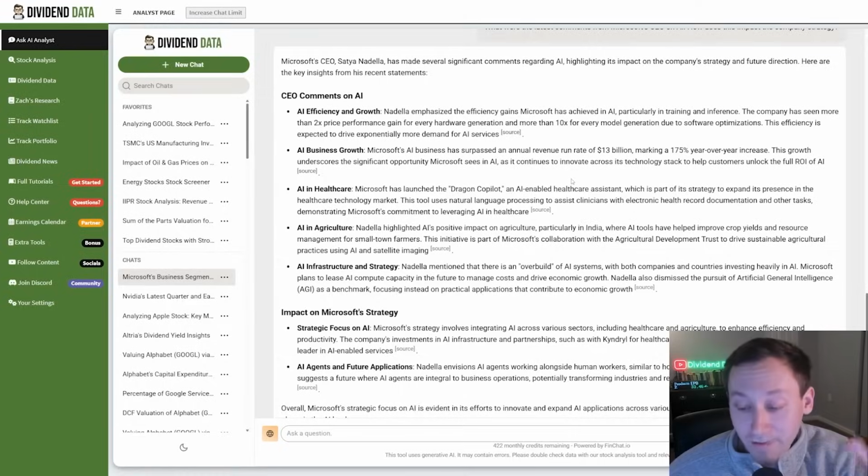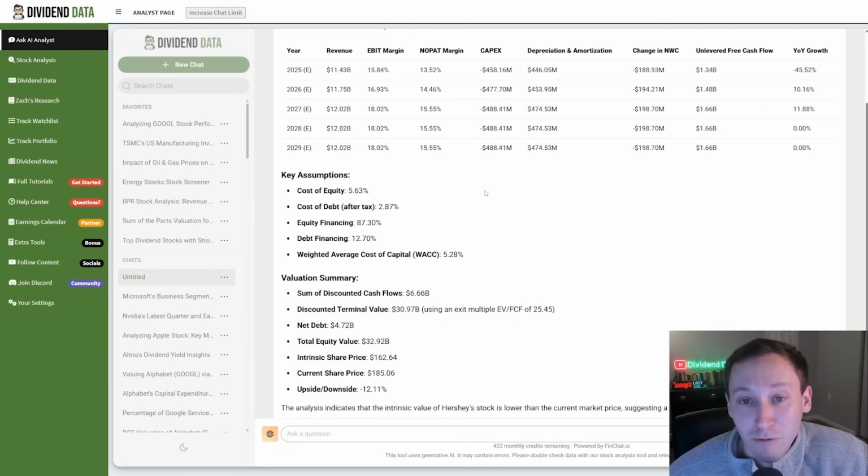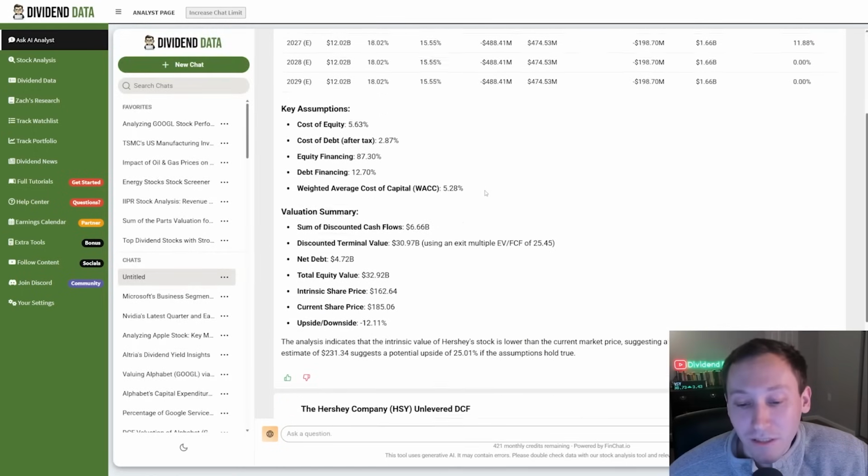And you can see I wrote up this very nice summary. But I want to give 3 more quick examples as well. One of them is right here on the example prompts. So if you wanted to find the valuation of a company, you could do something like discounted cash flow for Hershey stock, ticker symbol HSY. And this will basically give you another opinion on the valuation of a stock.